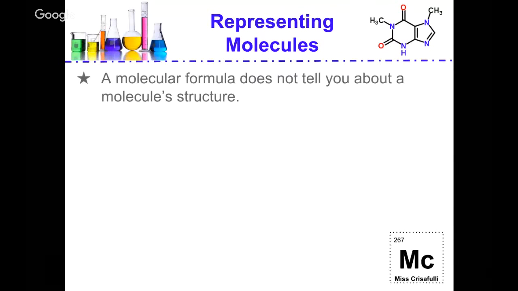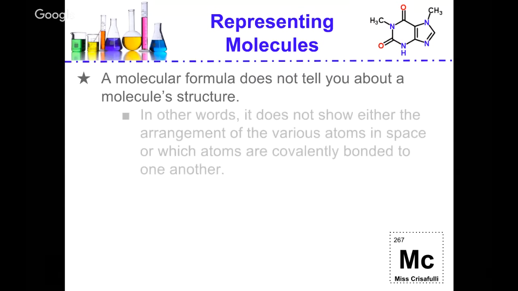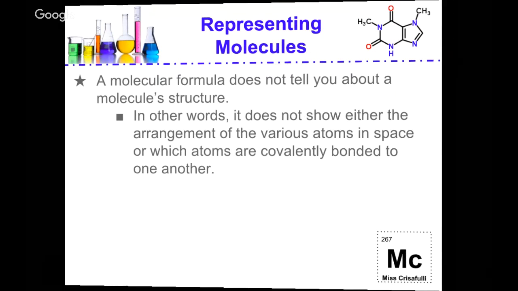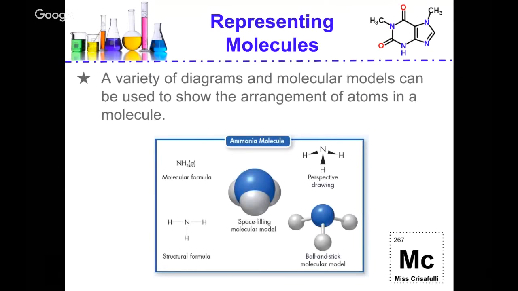A molecular formula does not tell you about the molecule's structure. In other words, it does not show either the arrangement of the various atoms in space or which atoms are covalently bonded to one another. An example of this would be when we look at the ammonia molecule here.